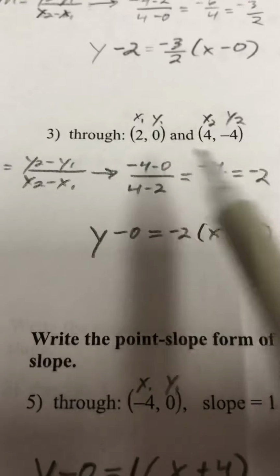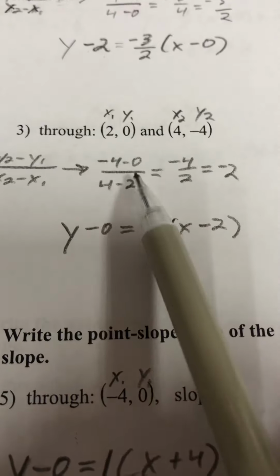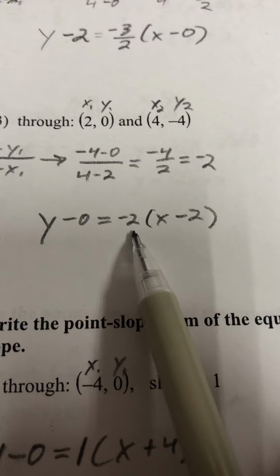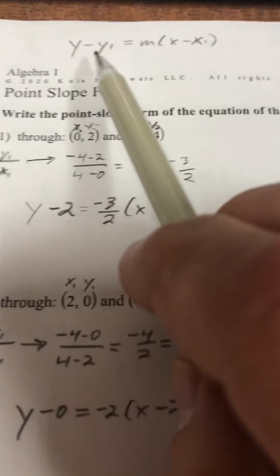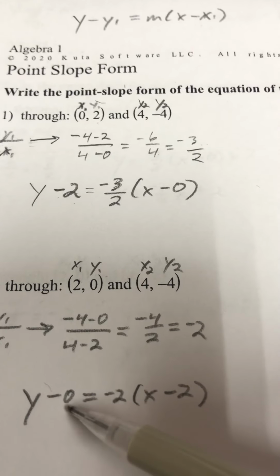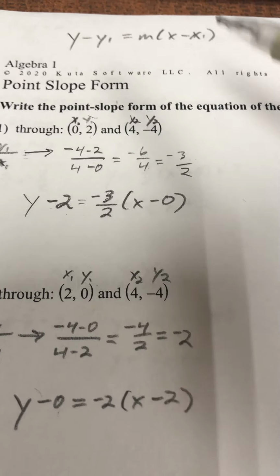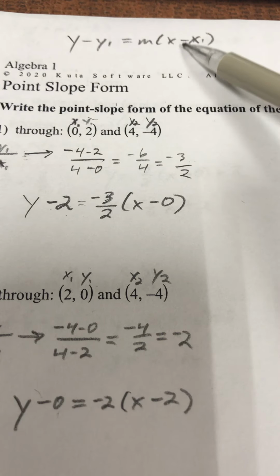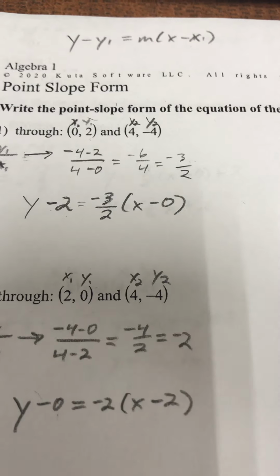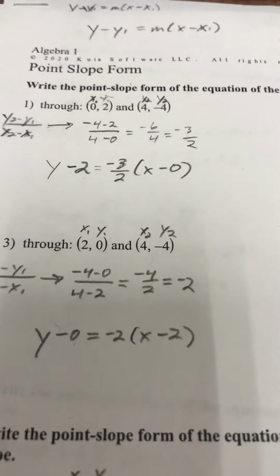For number 3, I have my y2 minus my y1, my x2 minus my x1. See me working that out there, and I end up with negative 2 as my slope. Once again, I'm using this formula up here. So my y minus my y1 in this one is 0. And then I put my slope in. Negative 2. And minus, I have x minus my x sub 1. X minus my x sub 1 is going to be 2. And that's it. That's my point slope form equation right there.